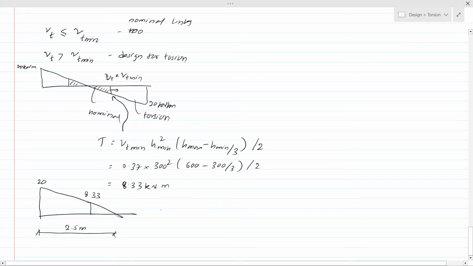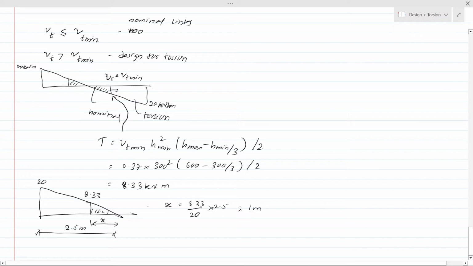So from this distance where we can avoid the shear reinforcement in one segment, we can calculate x from the principles: 8.33 divided by 20 into 2.5. This is nearly equal to 1 meter. So 1 meter from this end, or 1.5 from there, only there we need to provide the torsional links. Other than that, we don't need torsional links, right? I think it's clear to you now.